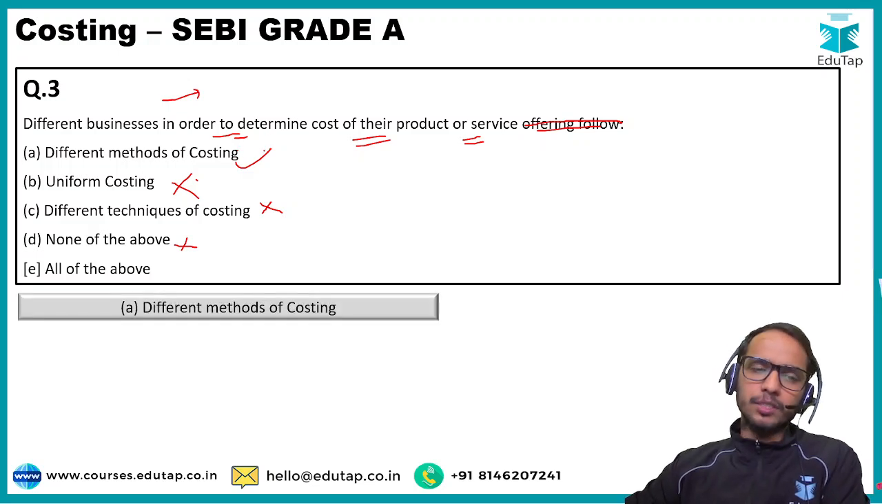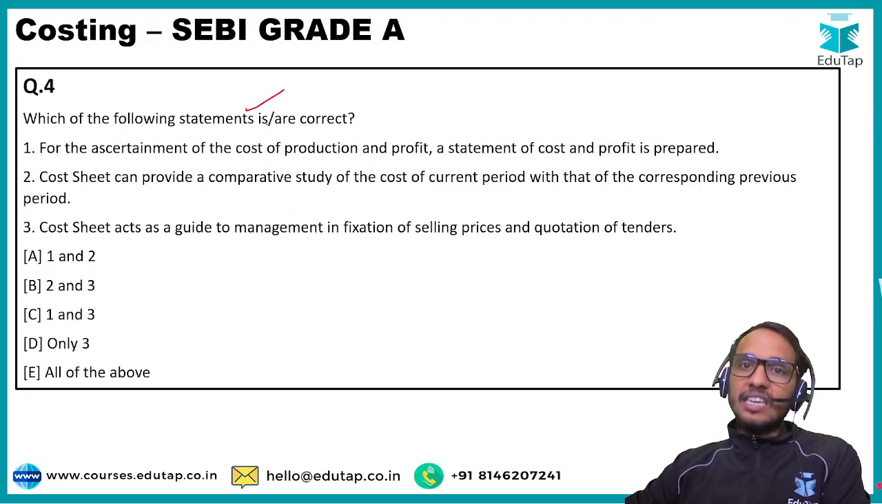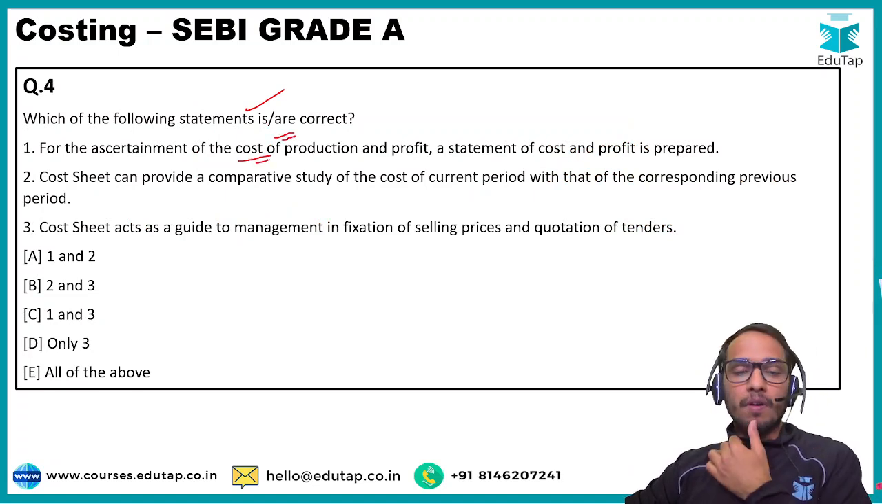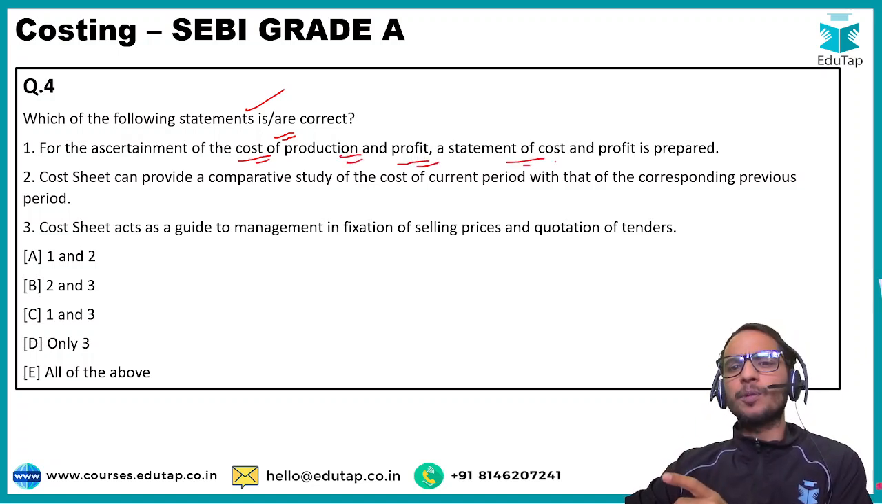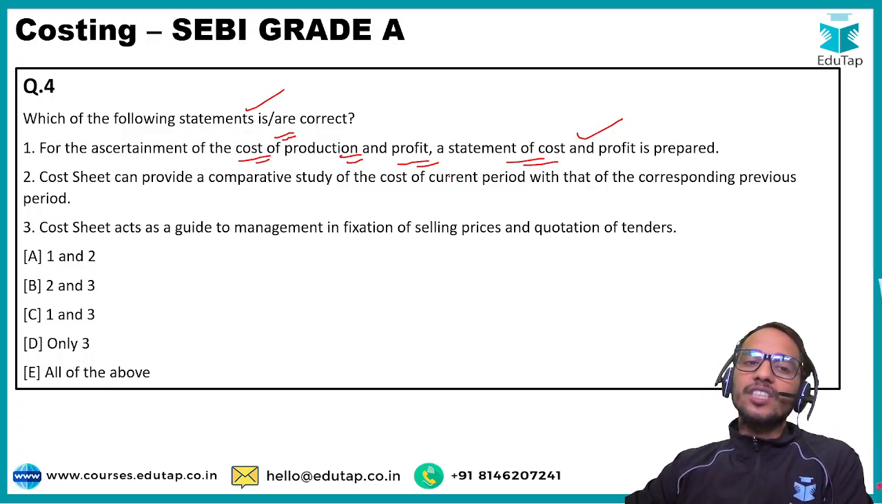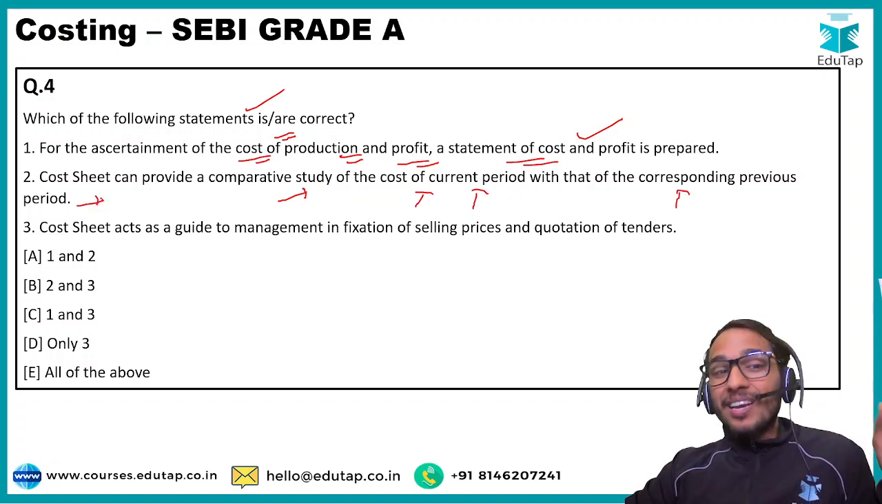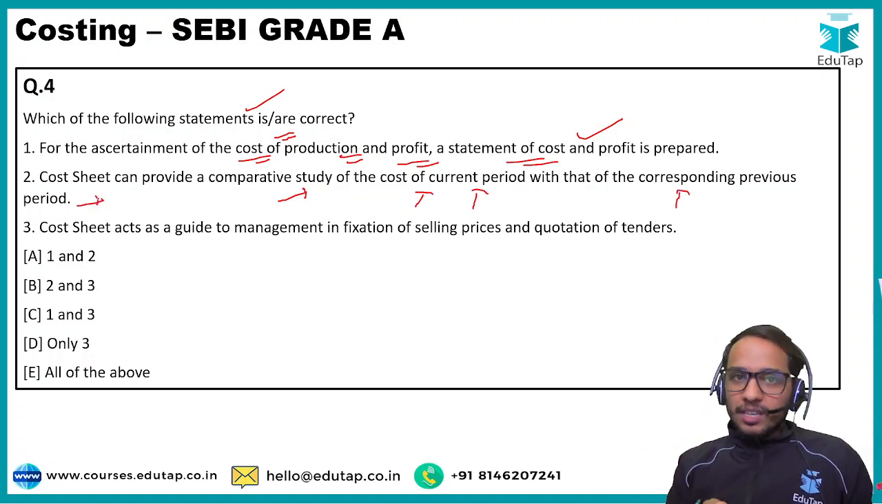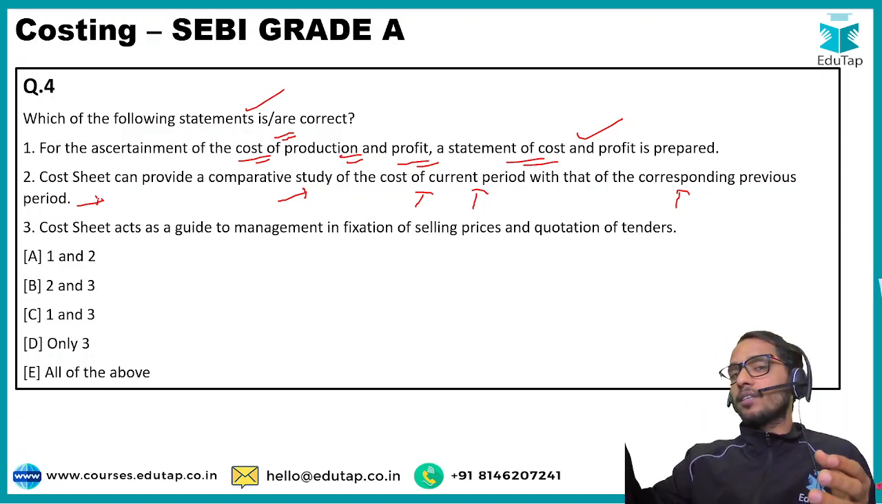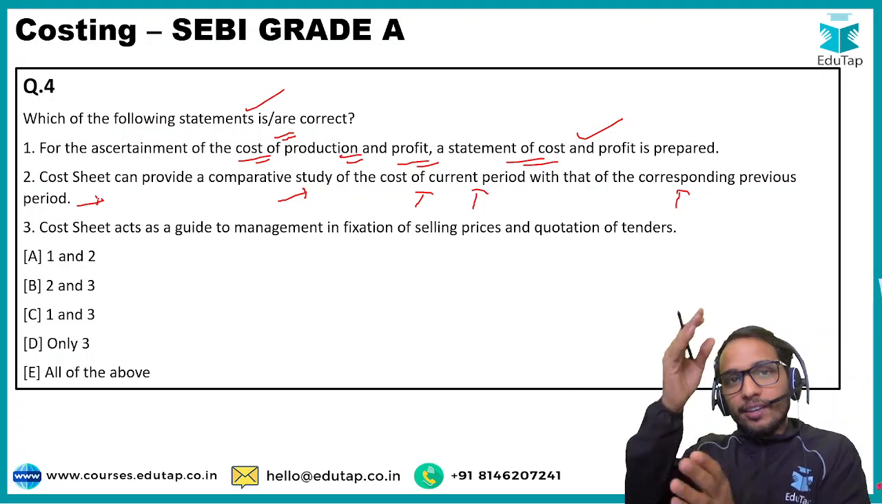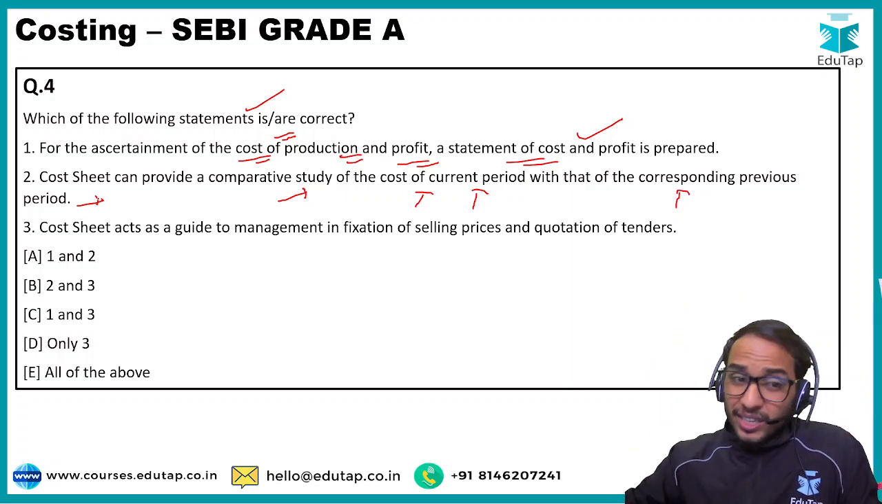Okay, let's move ahead. This was the easy question. Question number 4 says, which of the following statements are correct? For the ascertainment of cost of production and profit, statement of cost and profit is prepared. Yes, it is absolutely correct. And while we were discussing the cost sheet, I told you this point as well. Cost sheet can provide a comparative study of the cost of the current period with that of the corresponding previous period. Typically a cost sheet doesn't provide the data of the previous year, but yes, it can. If management asks the cost accountant to include the previous year data as well, it can include it. So yes, it is also correct.